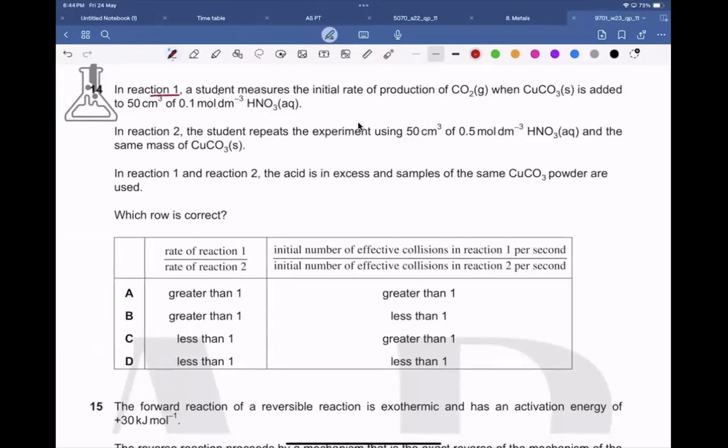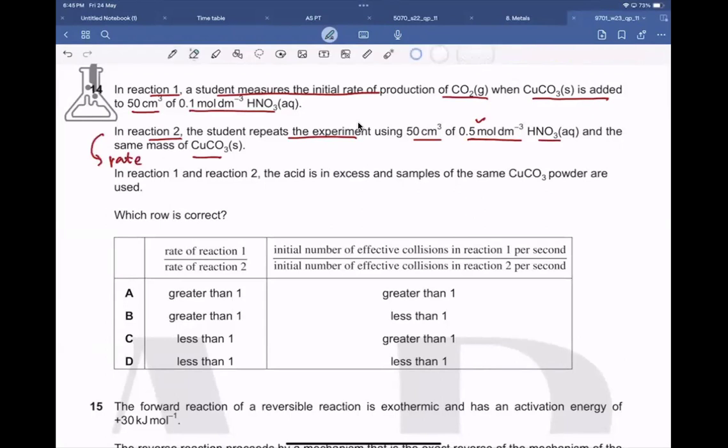In reaction 1, a student measures the initial rate of production of carbon dioxide gas when copper carbonate solid is added to a 50 centimeter cube of 0.1 mole nitric acid. In reaction 2, the student repeats the experiment using 50 centimeter cube of 0.5 mole per dm cube nitric acid and the same mass of calcium carbonate. So see, the concentration is increased. So it means in reaction 2, rate would be higher, right? And in reaction 1, rate would be lower. Is this understandable?